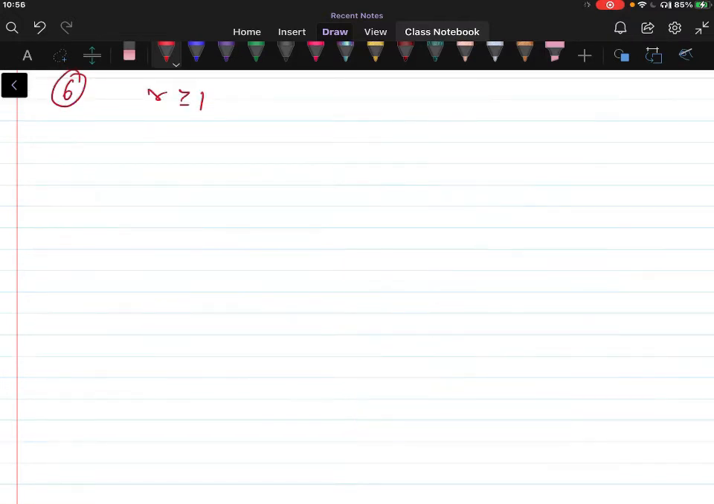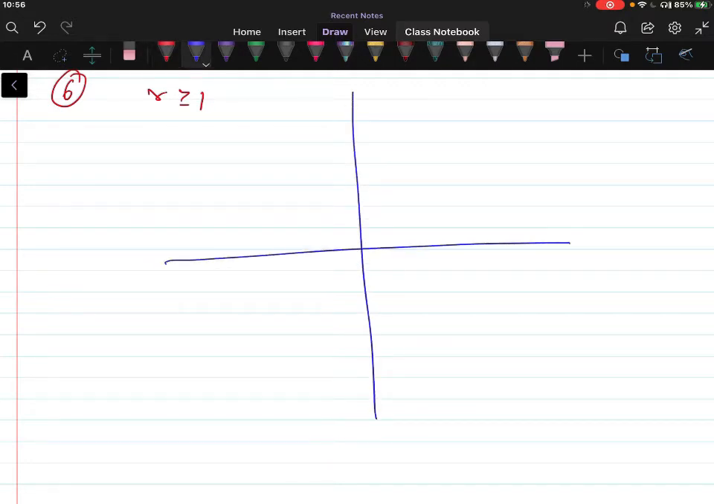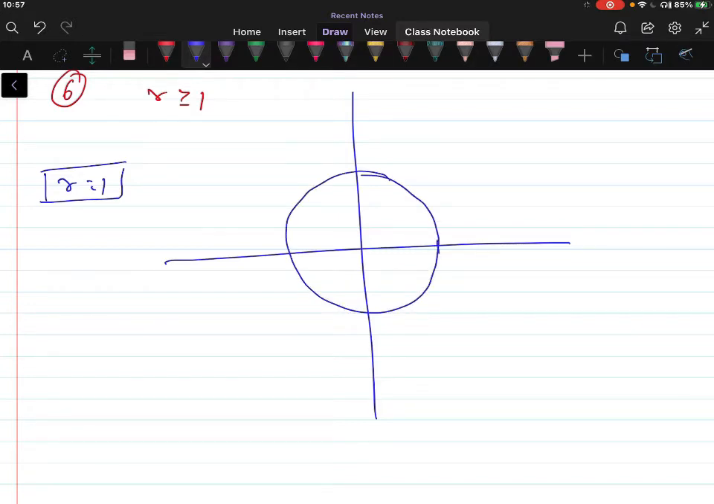So let us plot the graph of the equation r is greater than or equal to 1. So let us consider the coordinate system. So r is equal to 1 is the equation of a circle with center at the origin and radius 1. So let us have the circle with radius 1. So this is 1 unit. So we should consider the region outside the circle, that is r is greater than or equal to 1.